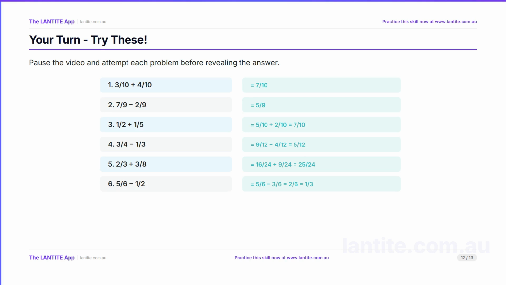Now it is your turn. Pause the video and try these 6 problems. The first 2 are like denominators to warm up. Problems 3 and 4 are unlike denominators. Problem 5 gives an improper fraction, which is perfectly fine as an answer. And problem 6 requires simplifying at the end. The answers are shown on the right side of the screen.